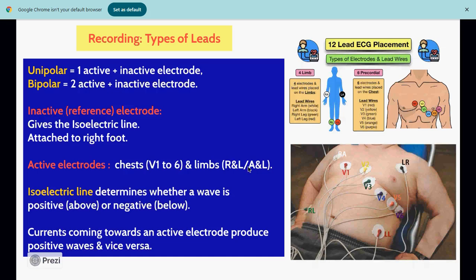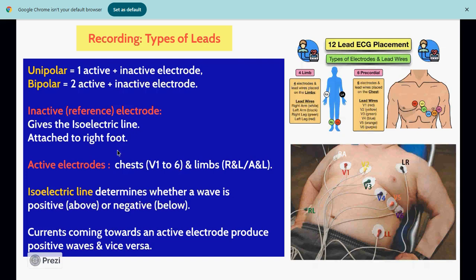The isoelectric line, when we see any ECG, there is a line in the middle, that's called the isoelectric line, and if there is any wave above that line, this is called a positive wave, and vice versa. So any wave below that line is called negative wave.